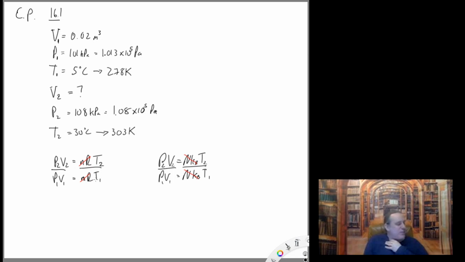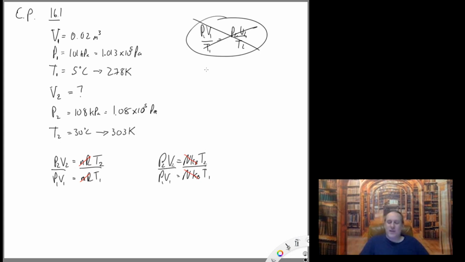Now you may notice the solution's going like this sometimes: P1 V1 over T1 equals P2 V2 over T2. I would say don't do that. That's what we get from the ideal gas law, but it's not always the right thing to do. And furthermore, it makes it feel like every time you solve the problem, you've got to remember which one to use. Sometimes I use this, and sometimes I'm going to use P1 V1 equals P2 V2.